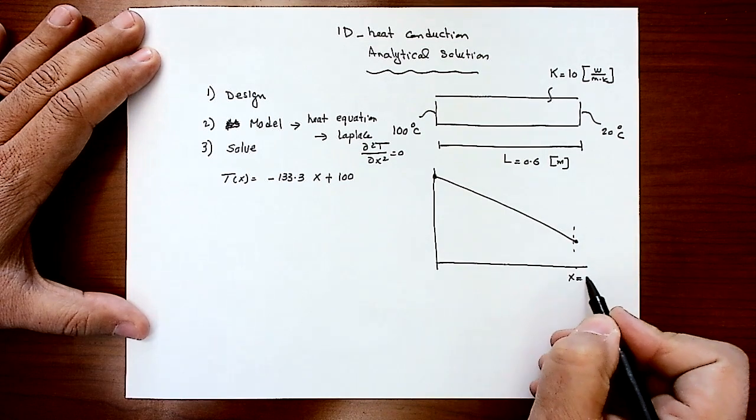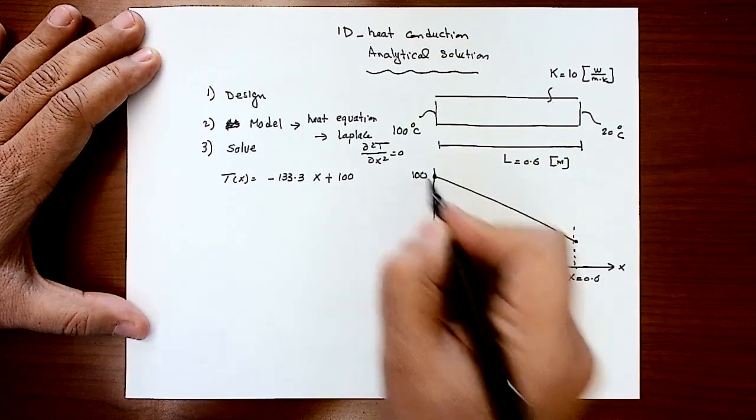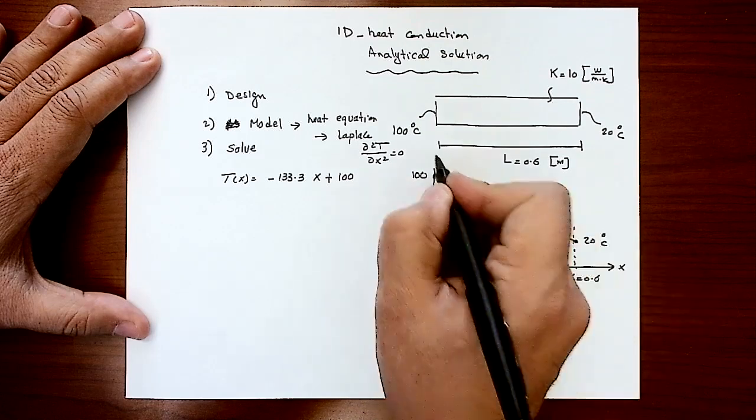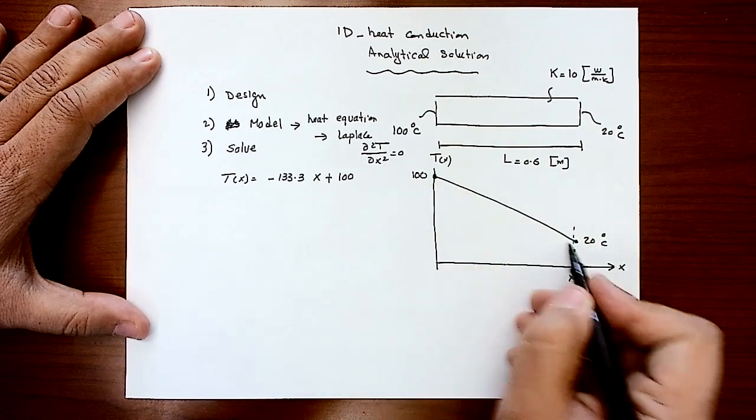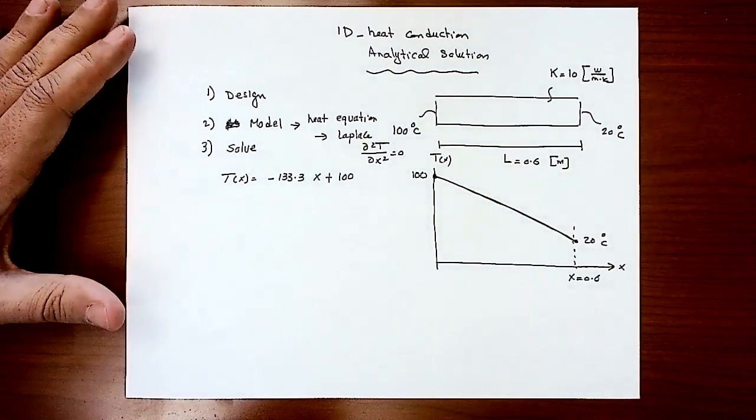This is where x is equal to 0.6. This is the x direction. This is 100 degrees C. This is 20 degrees C. This is my temperature as a function of x. And the change of temperature is coming to be linear within that domain. This is the analytical solution.